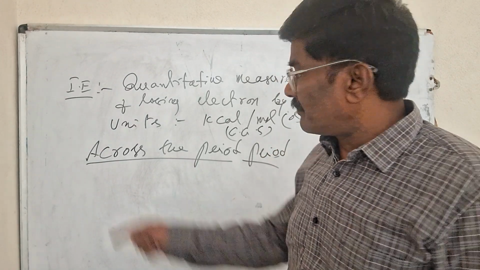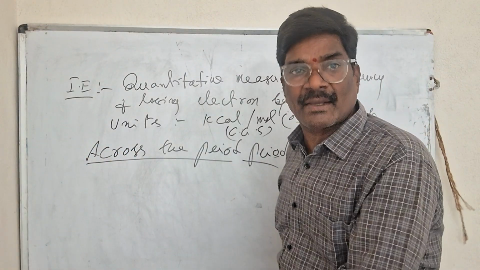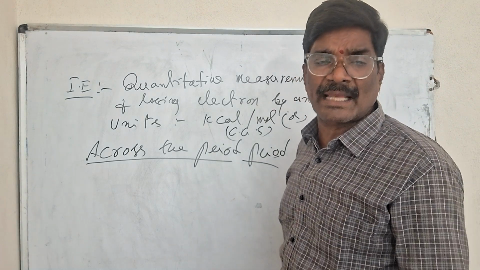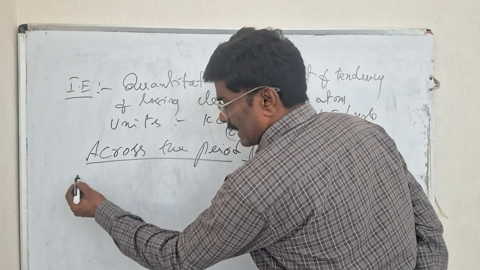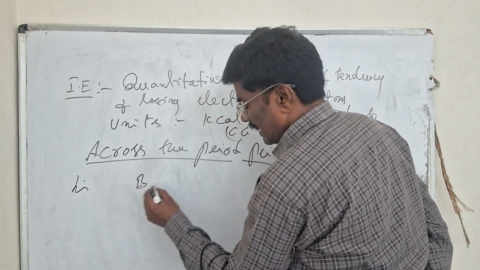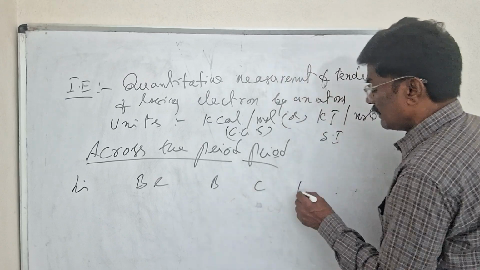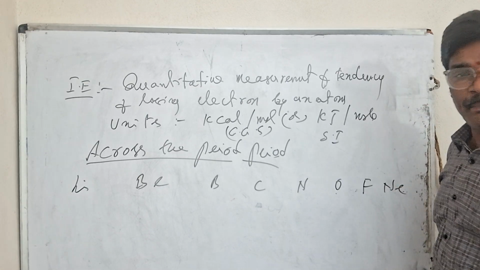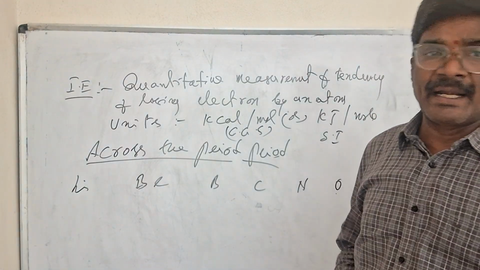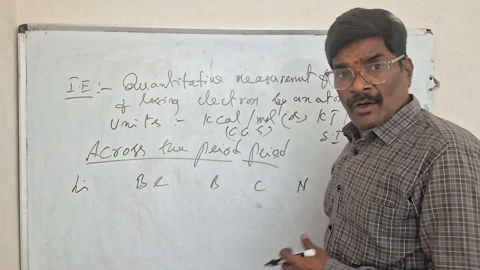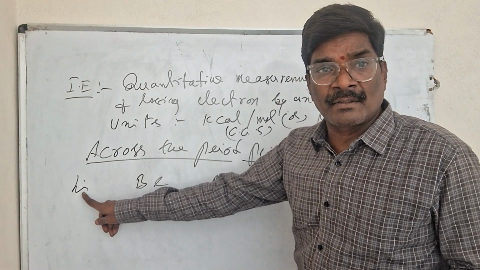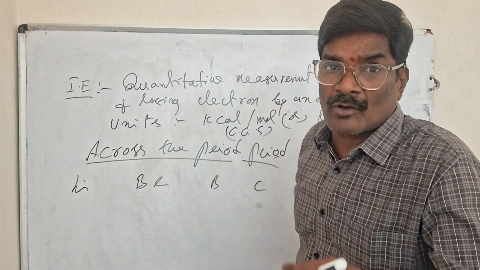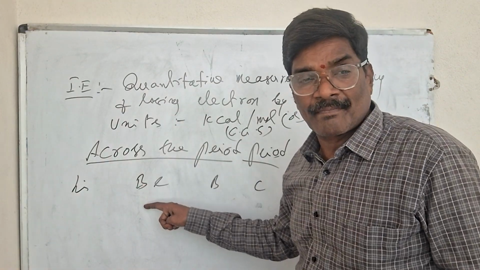For example, you take the second period. The first period has only two elements, hydrogen and helium. Second period: lithium, beryllium, boron, carbon, nitrogen, oxygen, fluorine, neon. These are the second period elements. Based on the electronic configuration, IE values depend.